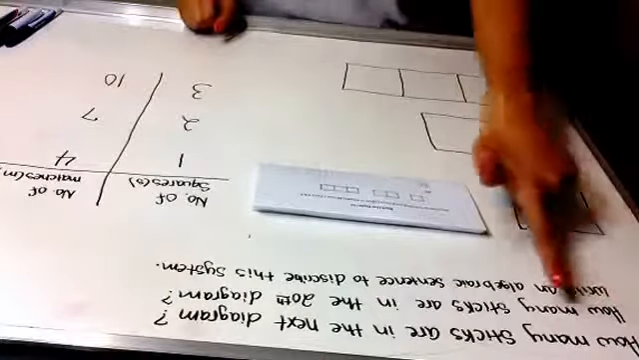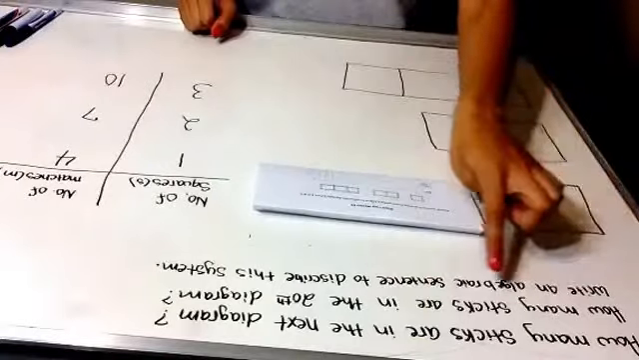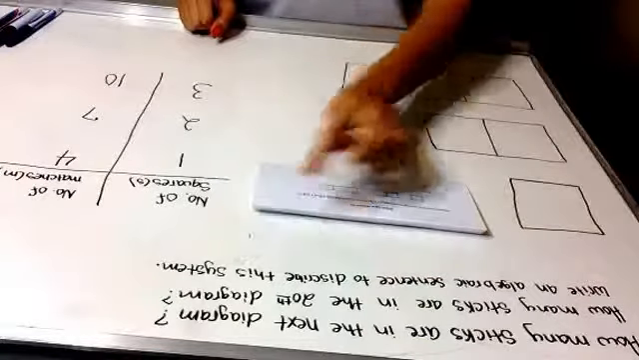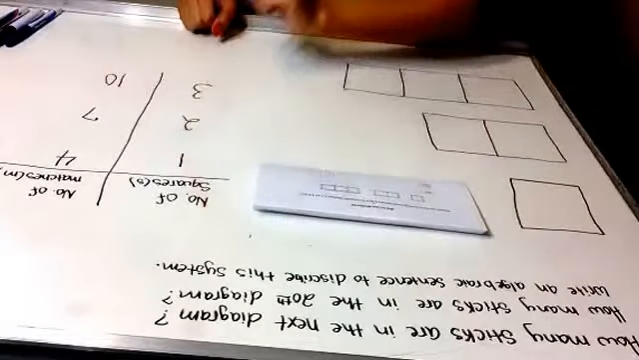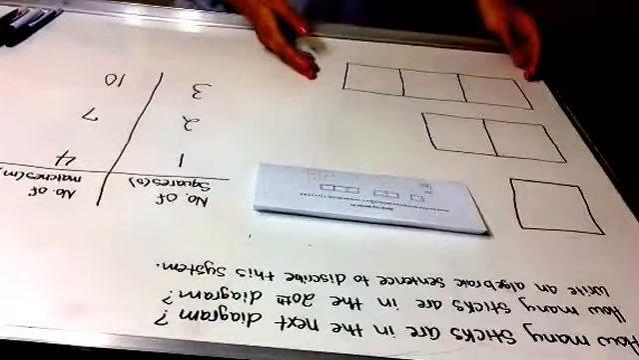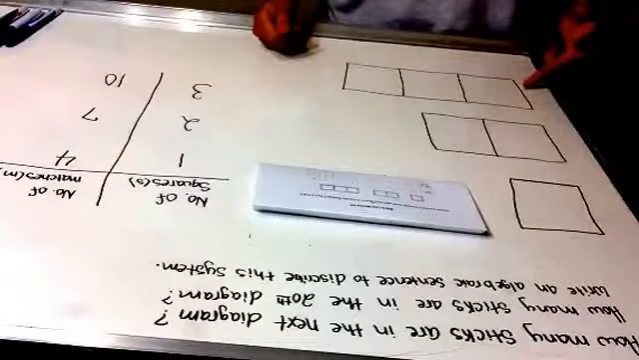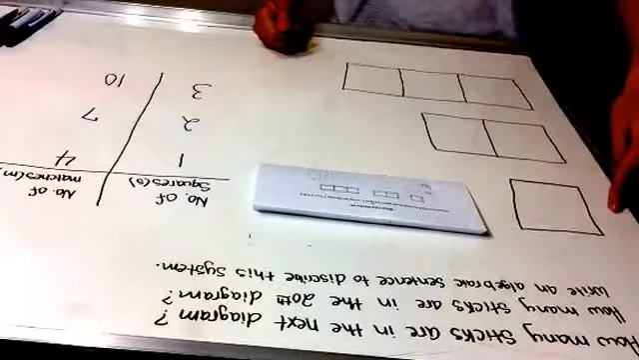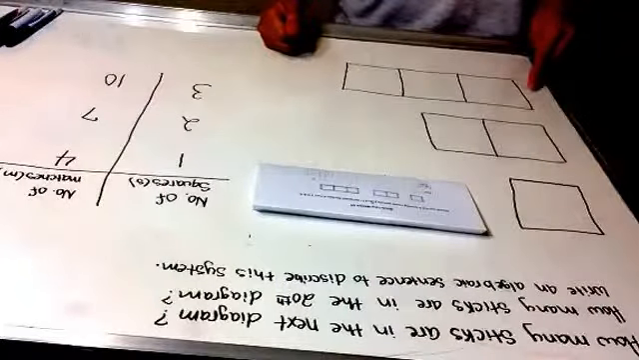The first question is, how many sticks are in the next diagram? Then we have, how many sticks are in the 20th diagram? And then write an algebraic sentence to describe this system. So if you look here, I have squares. I have 1 square, I have 2 squares, and I have 3 squares.